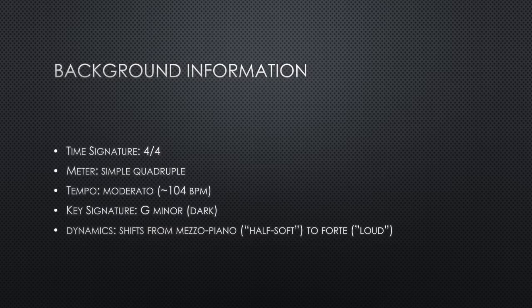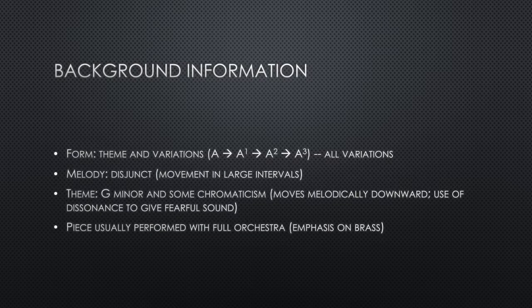The dynamics: the piece starts off mp, mezzo piano, also known as half soft. It progressively gets louder. When it transitions, it gets softer, and then ultimately it ends in forte, also known as loud. The form of the Imperial March is theme and variations. The opening will be referred to as A, and A will be consistently repeated with slight variations known as A1, A2, A3, etc.